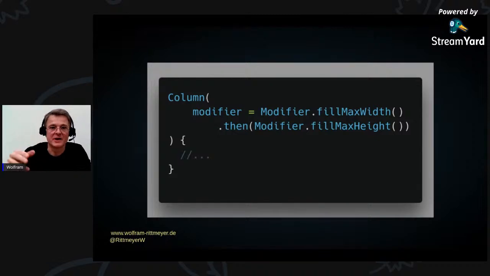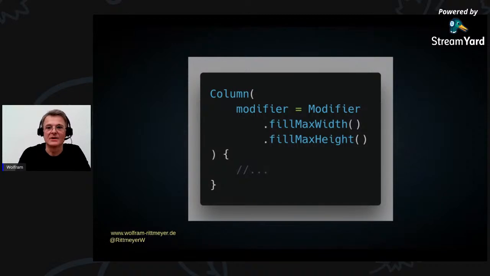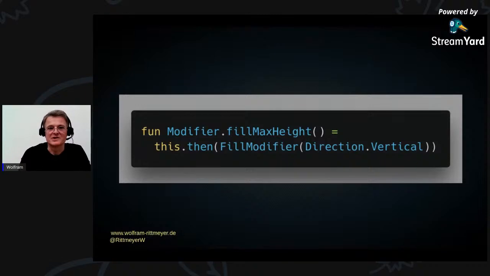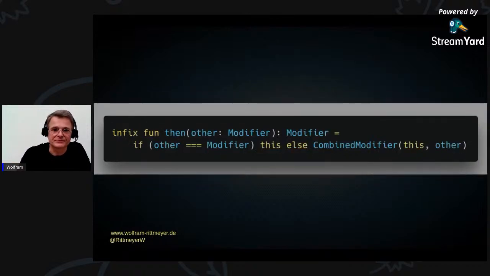This is a simple sample where you see that there is this column, and it uses the maximum width of the parent and the maximum height of the parent. And this is how you combine them. You can use this .then function to combine them. Or you could write it like this. You simply could chain all the modifier functions you want to use. And if you look into the functions, they are actually then using this then function to combine each other. I'm not going into this one here.